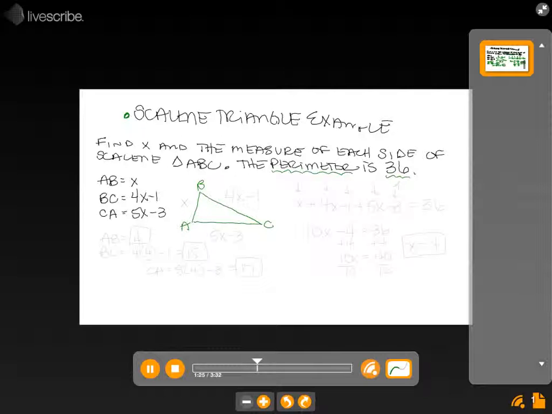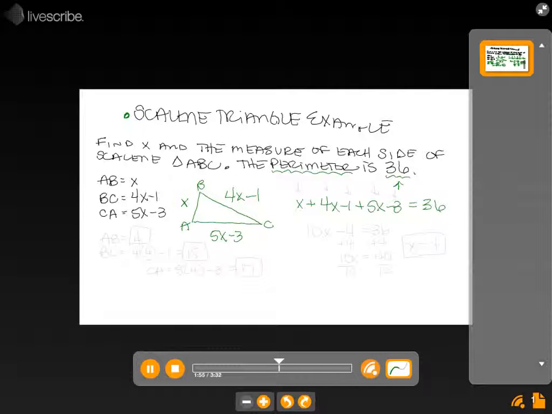Alright, we've got triangle ABC. I've got to label my sides. AB is x, BC is 4x minus 1, and CA is 5x minus 3. Now to solve this, and we talked about this at the end of the 4.1 video, we add all the sides together and we set it equal to the perimeter. So we say x plus 4x minus 1 plus 5x minus 3 equals 36.